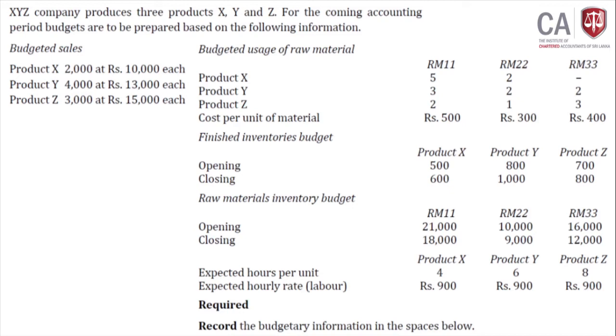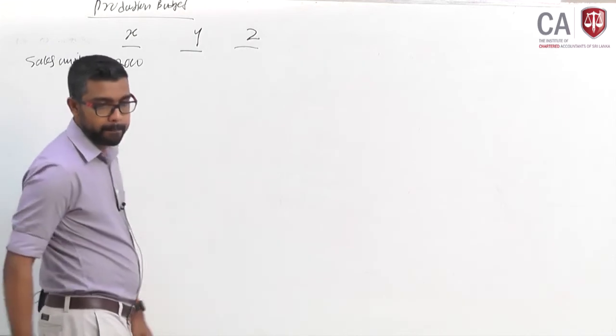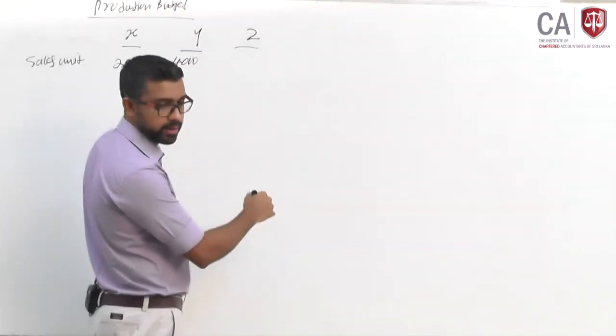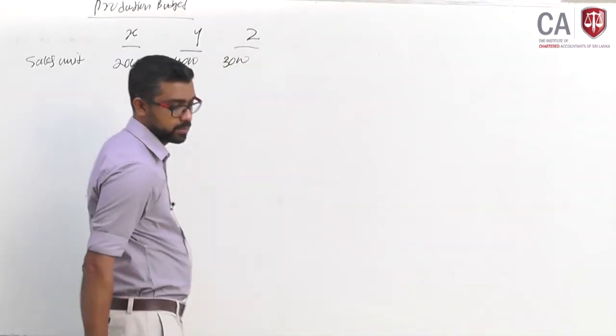There are 3 products. What are the products? Product X, Y, Z. You are going to sell how much? 2,000, 4,000, 3,000 sales units. Right?